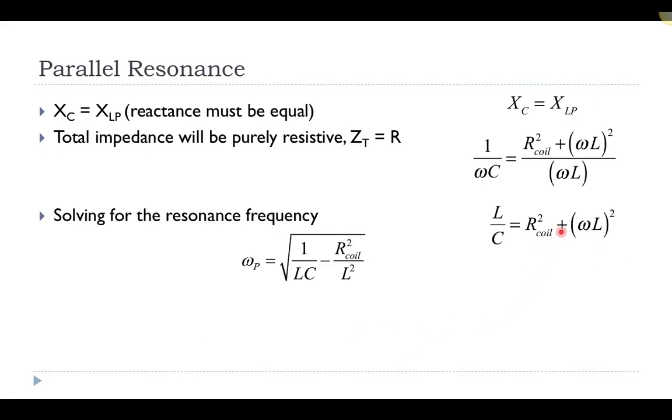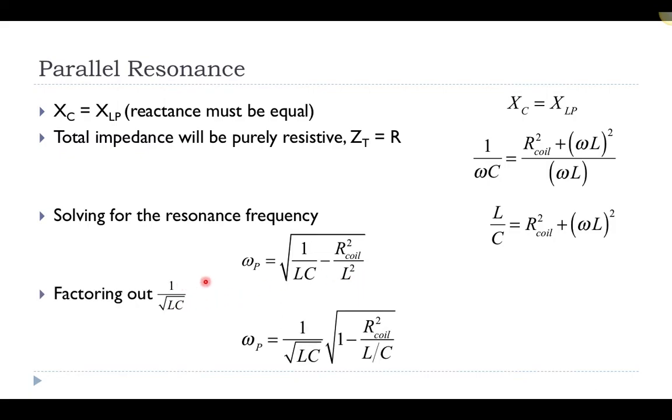Remember, resonance occurs when the capacitive reactance is equal to the inductive reactance, and that only occurs for a particular frequency based on what that coil resistance is and the inductance and the capacitance. So the parallel resonance is just the square root of 1 over the inductance times the capacitance minus the coil resistance squared over the inductance squared.